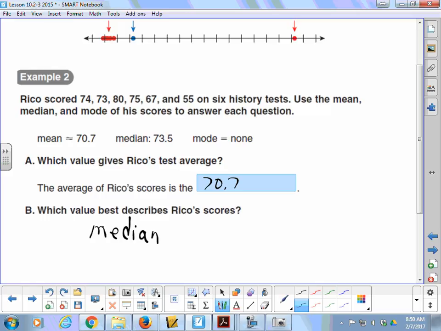All right, so is there an outlier? If there's an outlier, it affects the mean, and so you're better off using the median, or sometimes even the mode, to describe scores rather than using the mean itself.